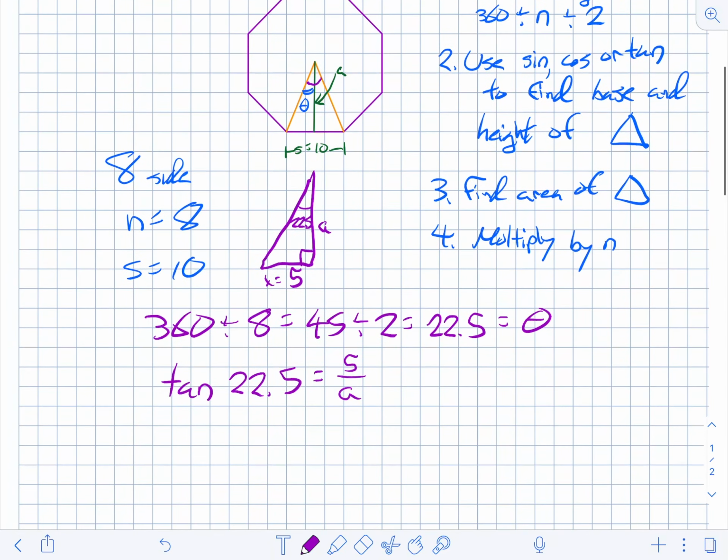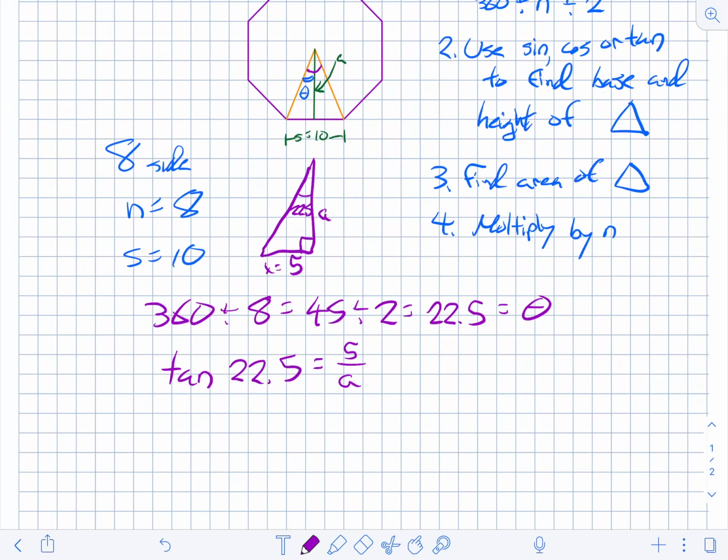And doing a little simple algebra to solve there, we multiply both sides by a to get a out of the denominator, and then divide both sides by the tangent of 22.5. We find that a is going to be 5 over the tangent of 22.5. And plugging that into a calculator, we find that that is 12.0711. I'm keeping all of the decimal figures my calculator gives me.